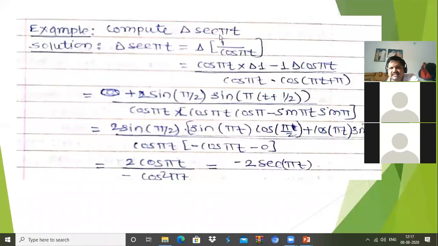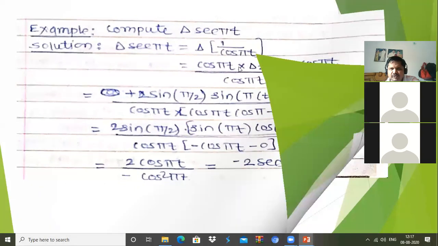So what is the delta of sec pi t? Minus 2 times sec pi t, isn't it? In this way we can obtain delta of sec pi t. So here, while finding the delta of sec pi t, we have used the u by v formula.